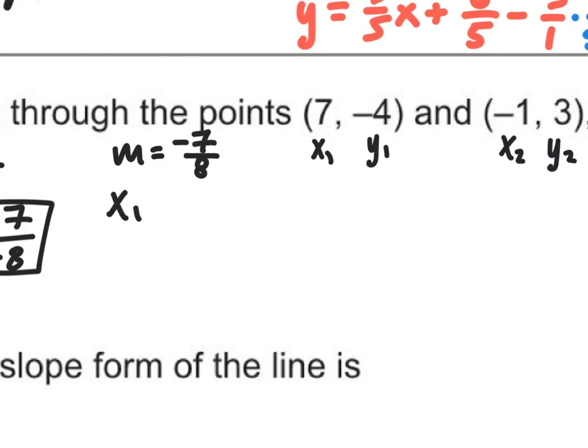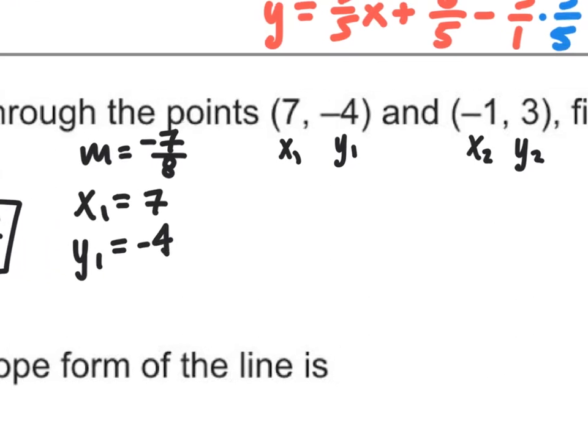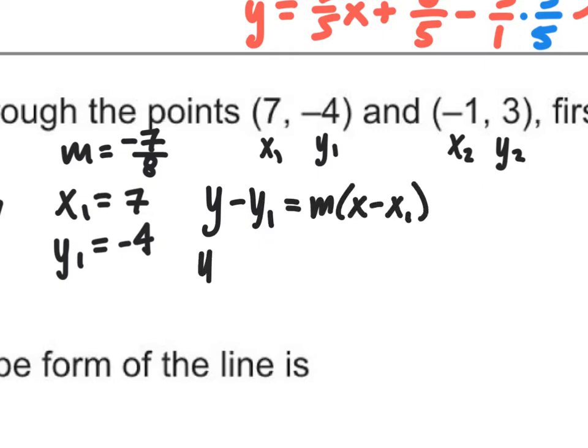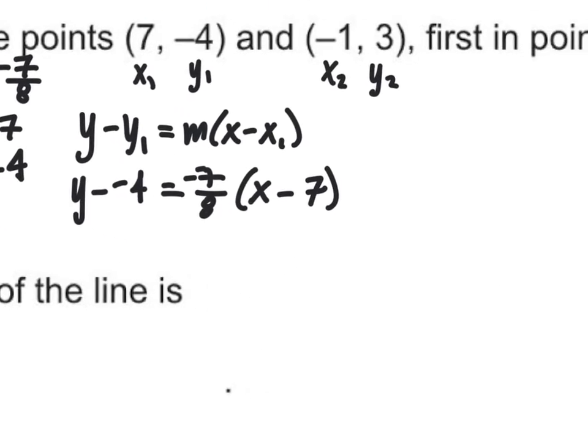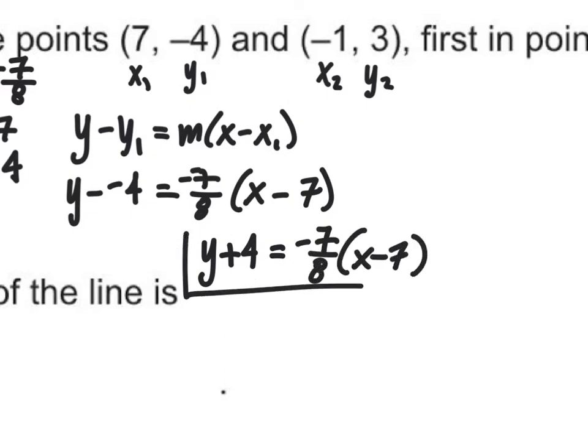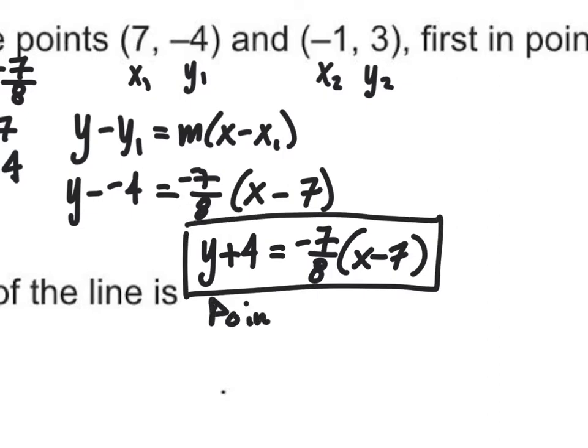My x sub 1 value, and we'll go ahead and choose this for our x sub 1, is 7, and then y sub 1 is equal to negative 4. So that's our slope, that's our point. Let's go back through and put this into point-slope form, and remember our formula for that is y minus y sub 1 is equal to m times x minus x sub 1. So we've got y minus negative 4 is equal to negative 7/8 times x minus x sub 1, which is just 7. Now let's clean this up a little bit, and we've got y plus 4 is equal to negative 7/8 times x minus 7. This is our answer in point-slope form.